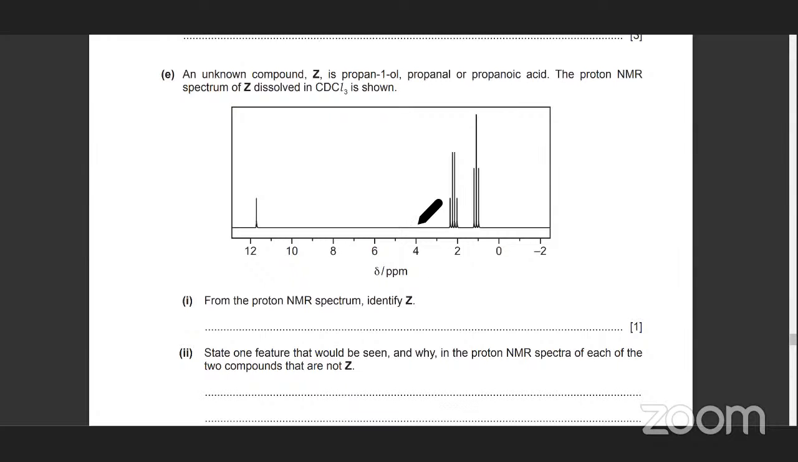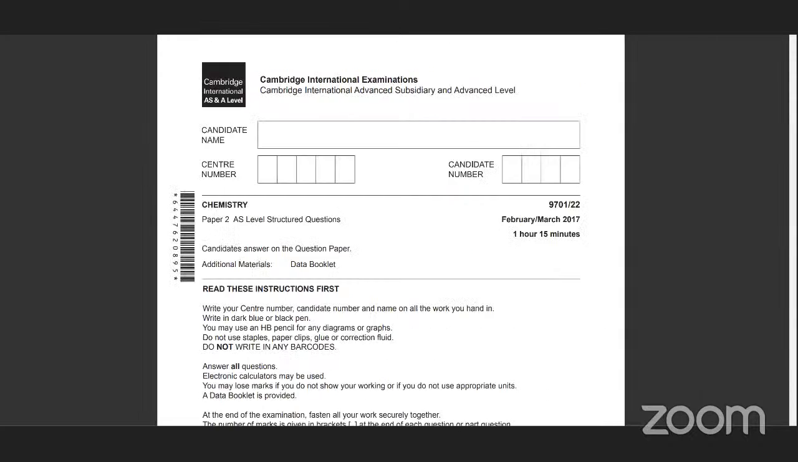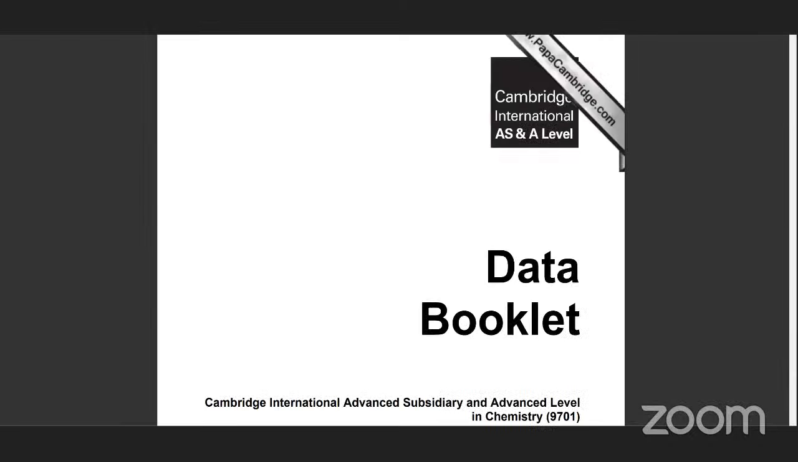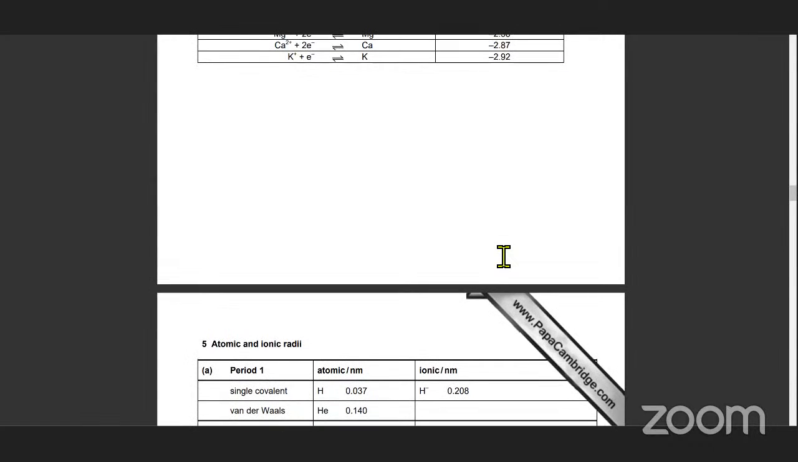It's about compound Z. An unknown compound Z is propan-1-ol, propanal, or propanoic acid. The proton NMR spectrum is dissolved in CDCl3. From the proton NMR spectrum, identify Z. So what is Z? One thing that you can easily identify, and let me see if I have the data booklet somewhere open. I have the data booklet. One thing, remember, in the NMR spectrum that can be easily identified is this thing.